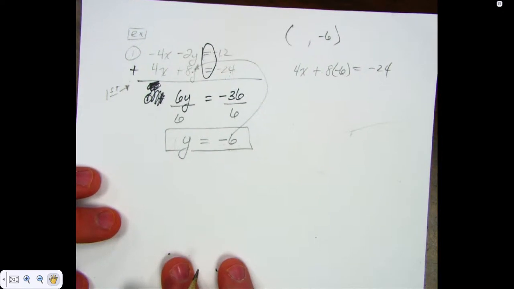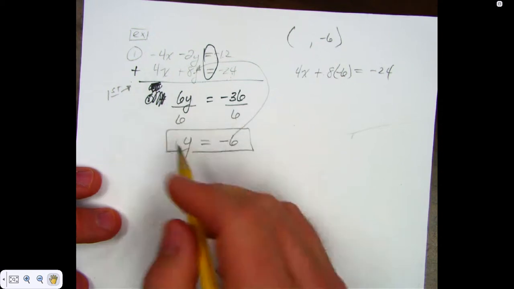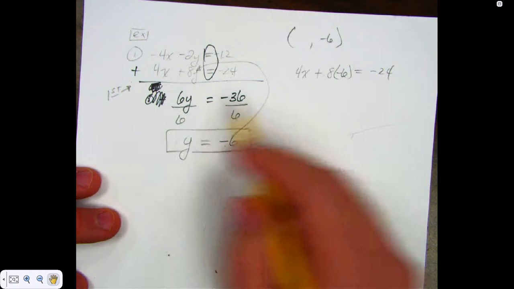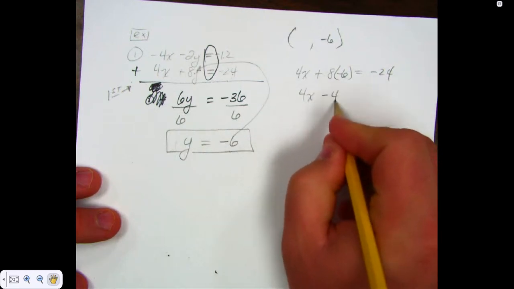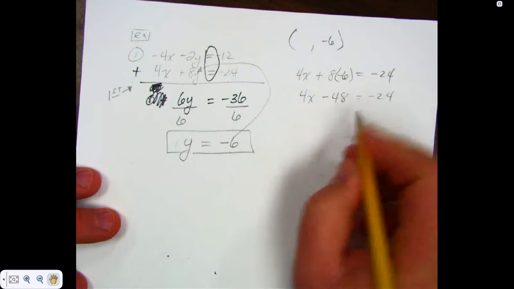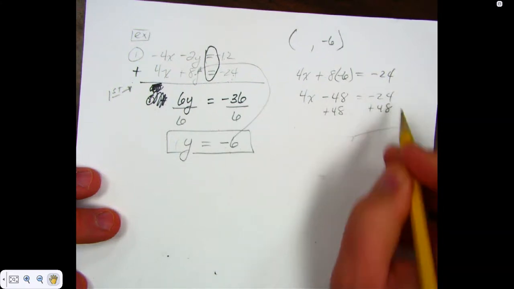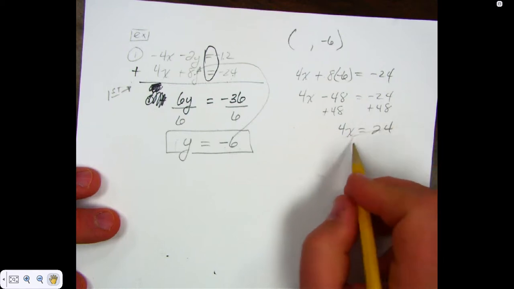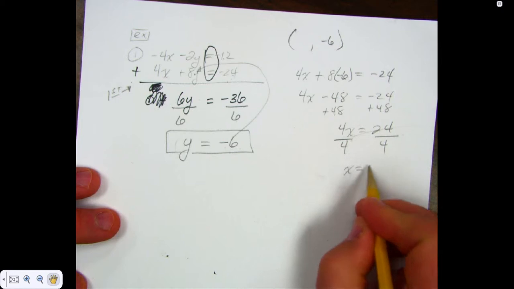Basically, here's the deal with both of these methods. With substitution, the first step is harder but the second step's easier. With elimination, once you add them and one of the variables adds to 0, usually the first equation is easier to solve, but the second one's a little harder. So 4x minus 48 is equal to negative 24. What do I do now? Add 48. 4x is equal to 24. Divide both sides by 4. X is equal to 6.